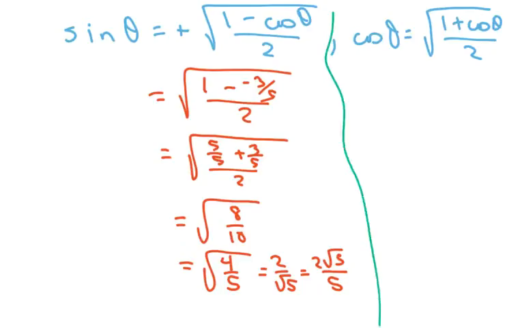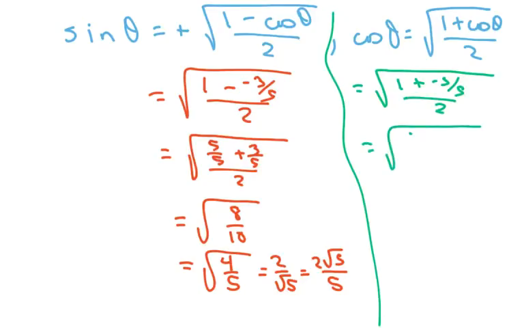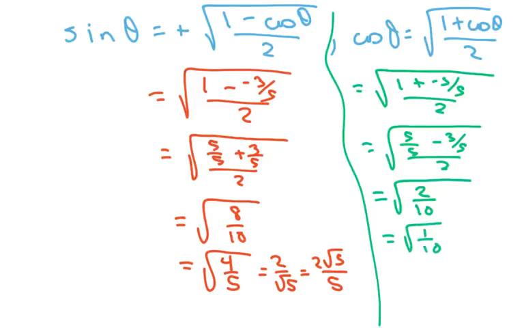And for cosine, it's the same thing, because you're going to have 1 plus -3/5 over 2. So basically, we get 5/5 minus 3/5 over 2, which gives us 2 over 10, which equals square root of 1 over 5, which equals 1 over square root of 5, which equals square root of 5 over 5.